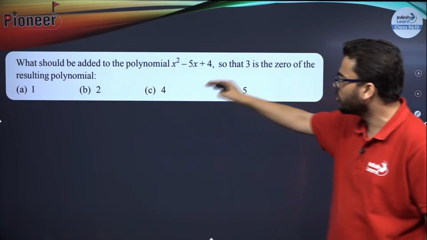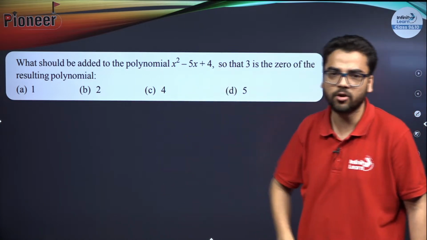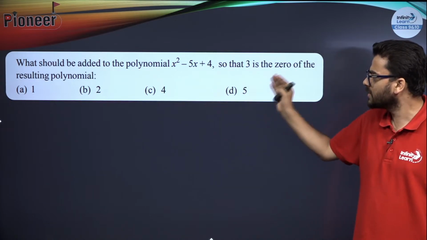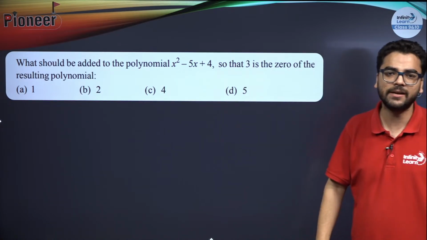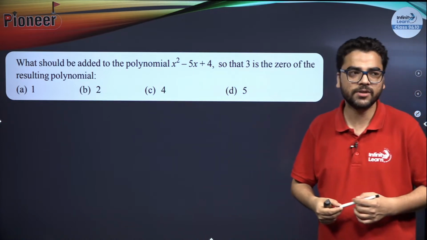What should be added to this polynomial so that 3 is the 0 of the resulting polynomial? Can you tell the answer? What should be added to this polynomial so that 3 is the 0 of the resulting polynomial? Can you tell that quickly, guys?